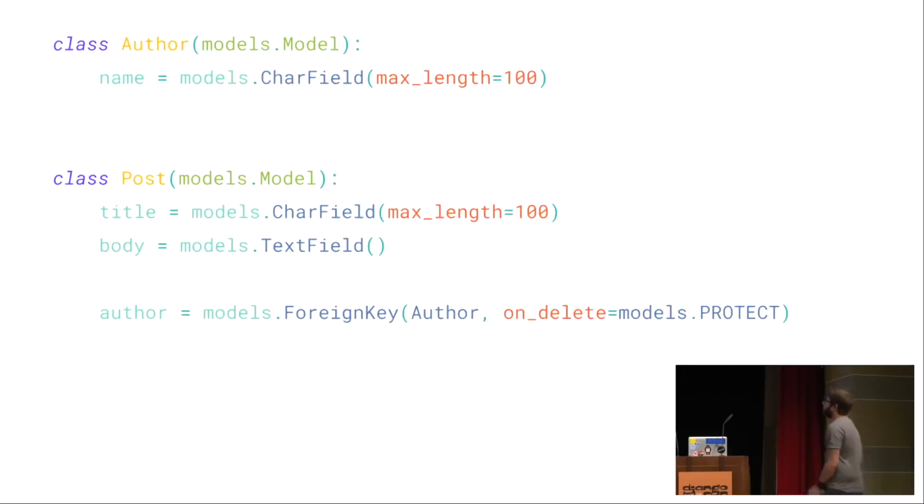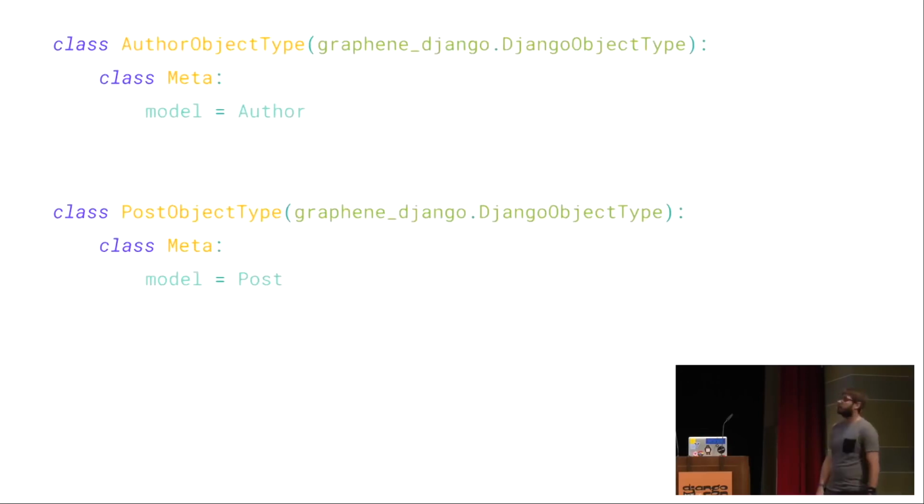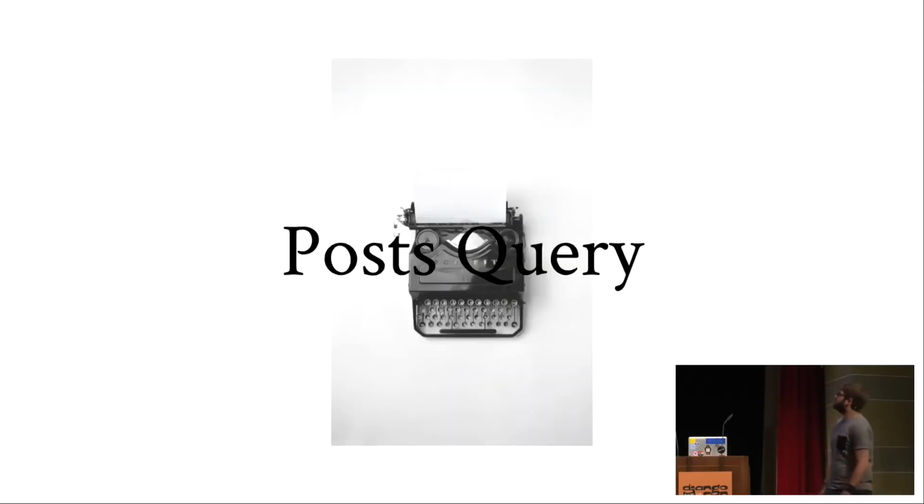So let's make a simple API. Let's suppose that we have these two models. So we have an Author model just with a name, and then we have a Post with title, body, and a foreign key to Author. What we have to do first is to create the object types, which is quite simple with Graphene Django, because you just need to create a couple of classes and specify the model in the Meta, and that's it. So you already have the object types.